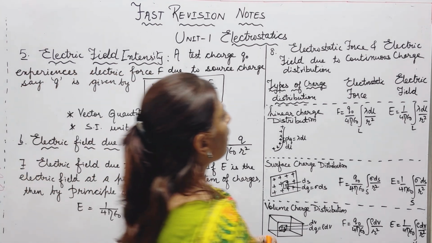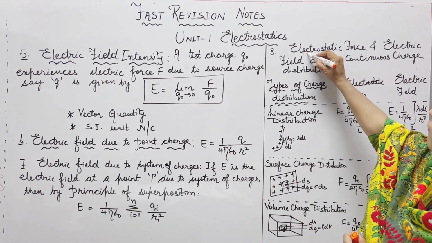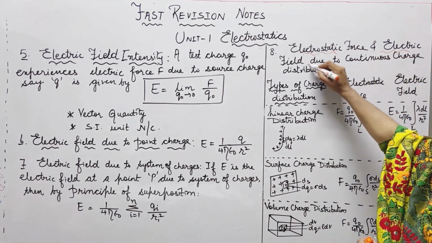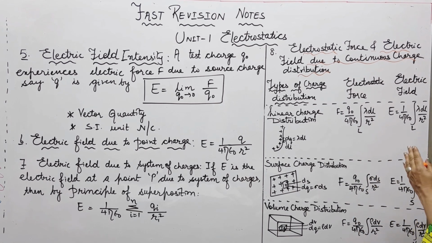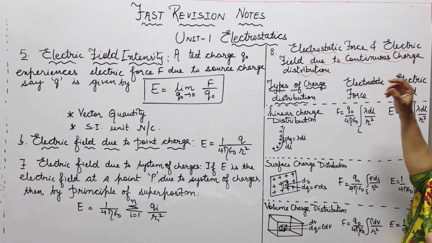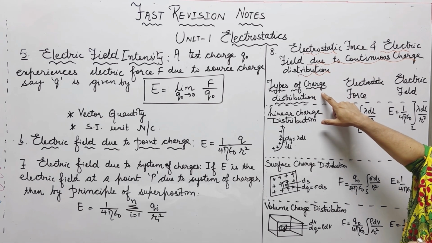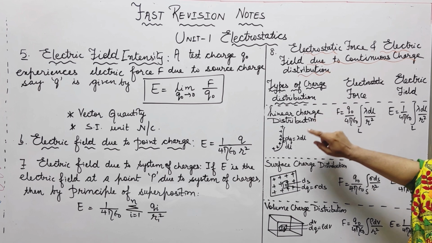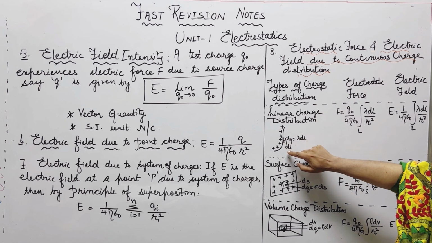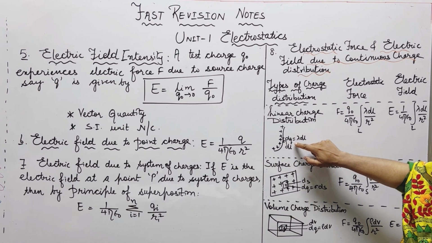The next is the electrostatic force and electric field due to continuous charge distribution. I have taken the two of them together because the derivation is the same. If we consider the type of charge distribution, for the linear charge distribution, we have a small charge element of length dl and charge dq.